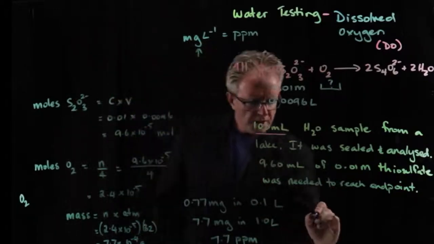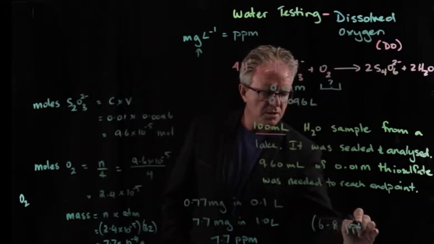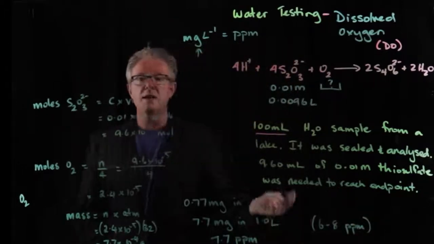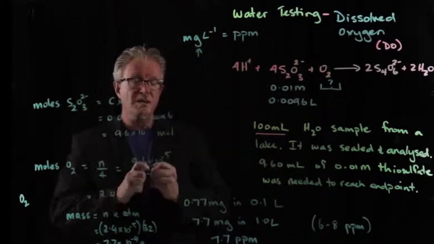So we know that a lake is healthy if you have 6 to 8 parts per million. 7's right in the middle of that, so this sample was from a healthy lake. So that's using the Winkler method.